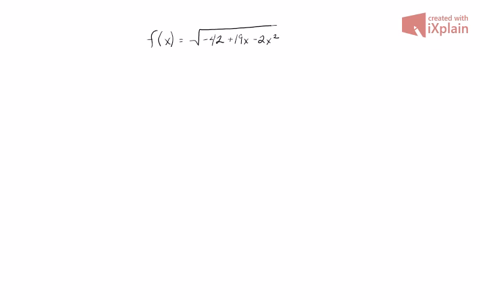So the goal of this problem is we're presented the function f of x is equal to the square root of negative 42 plus 19x minus 2x squared. What the problem is asking us to do is to determine the domain of this function.